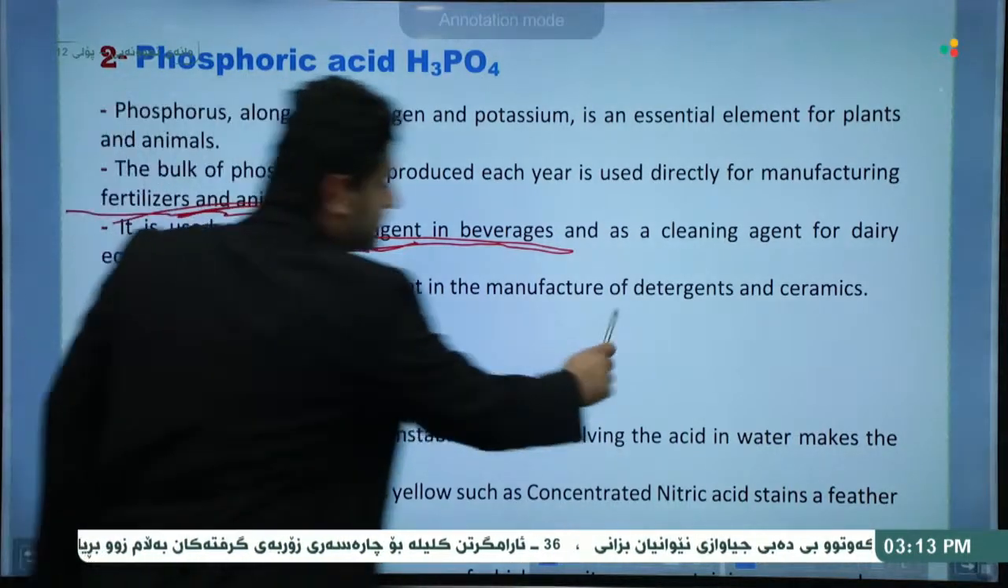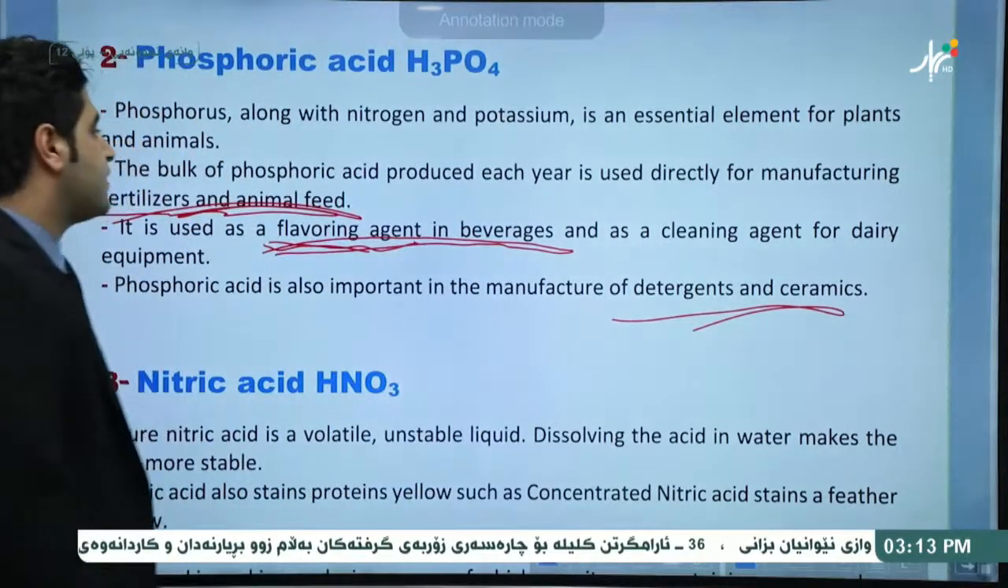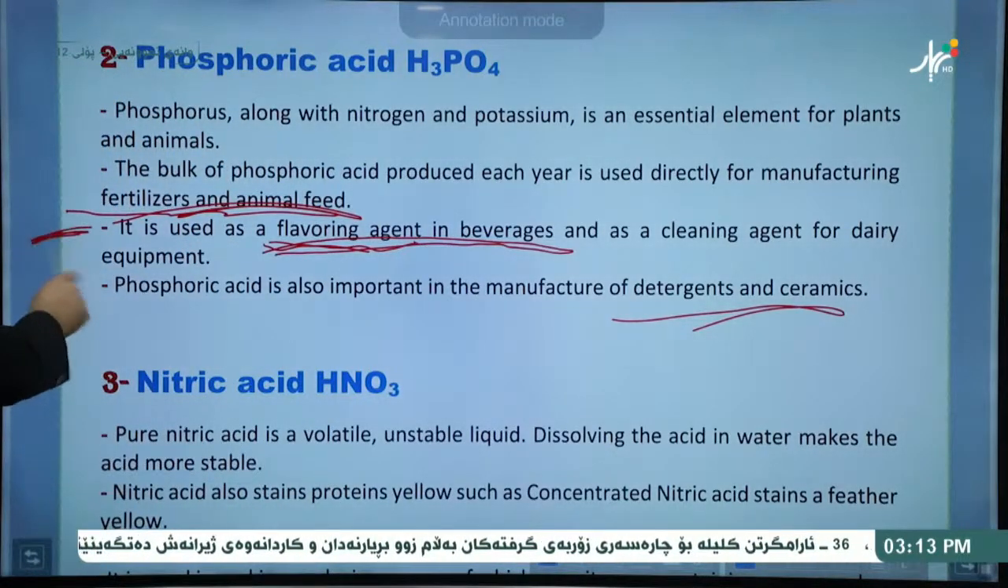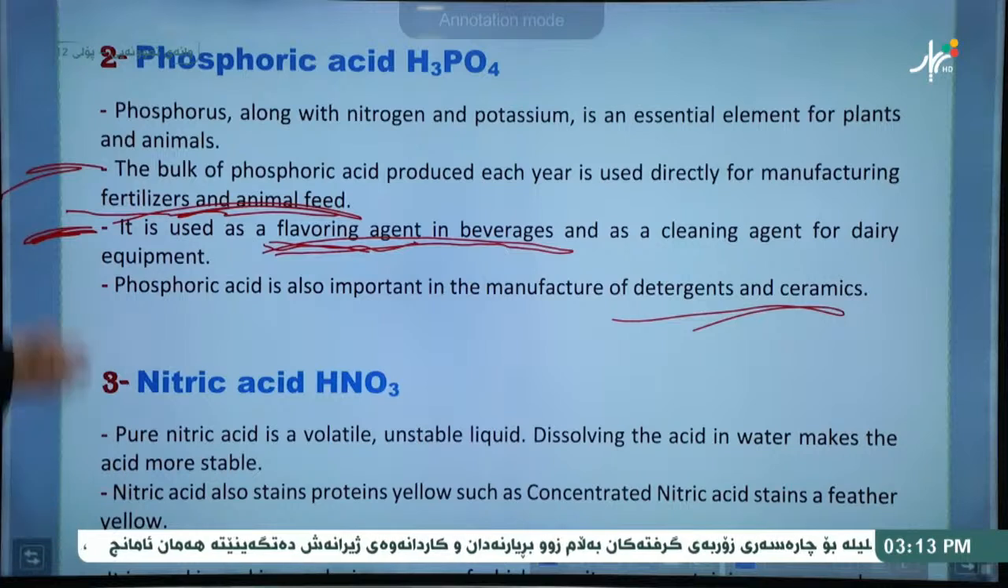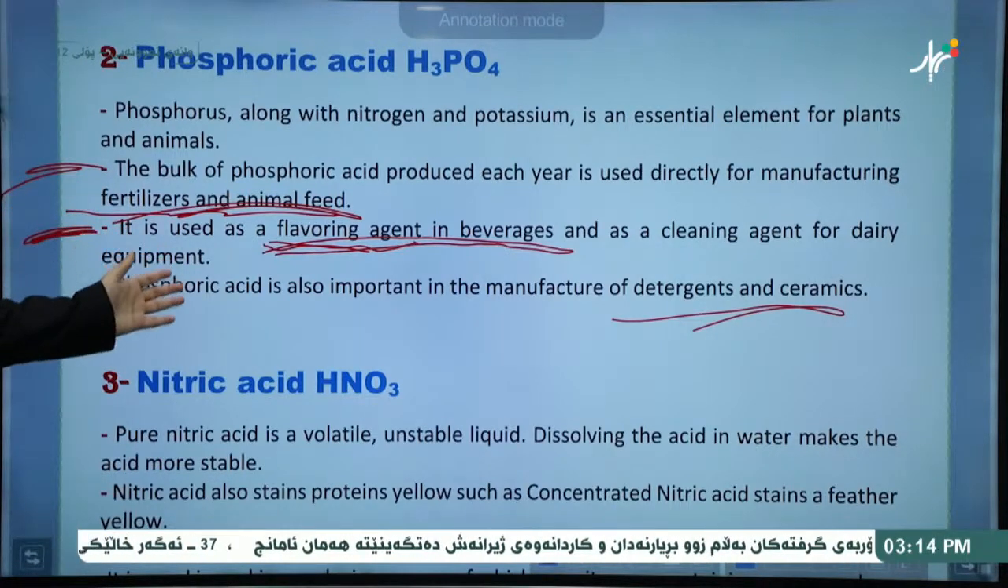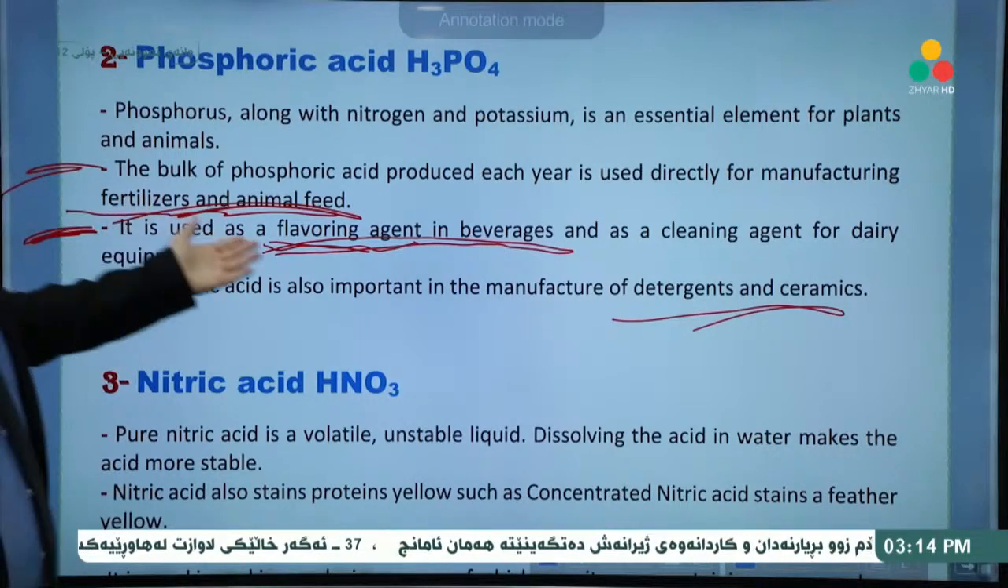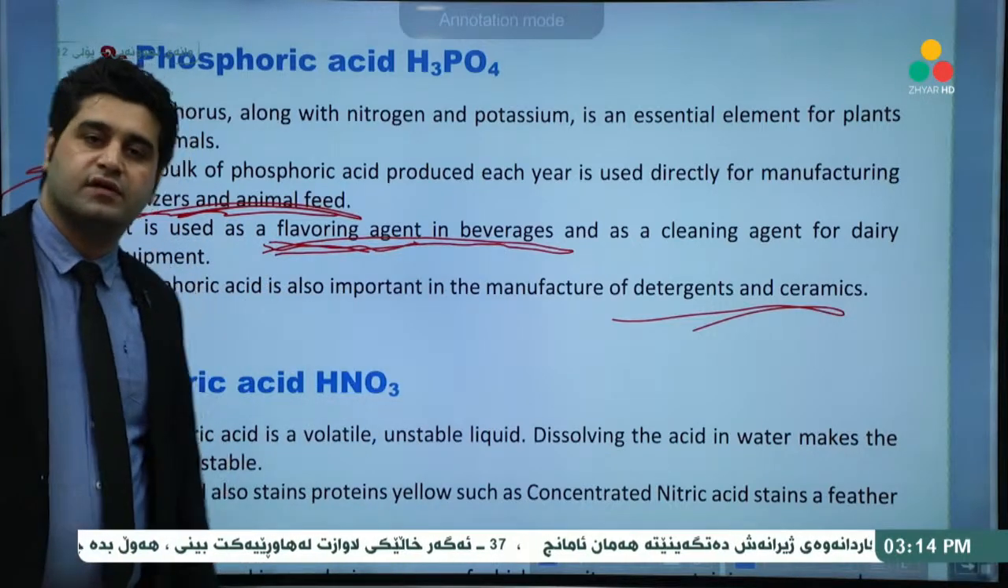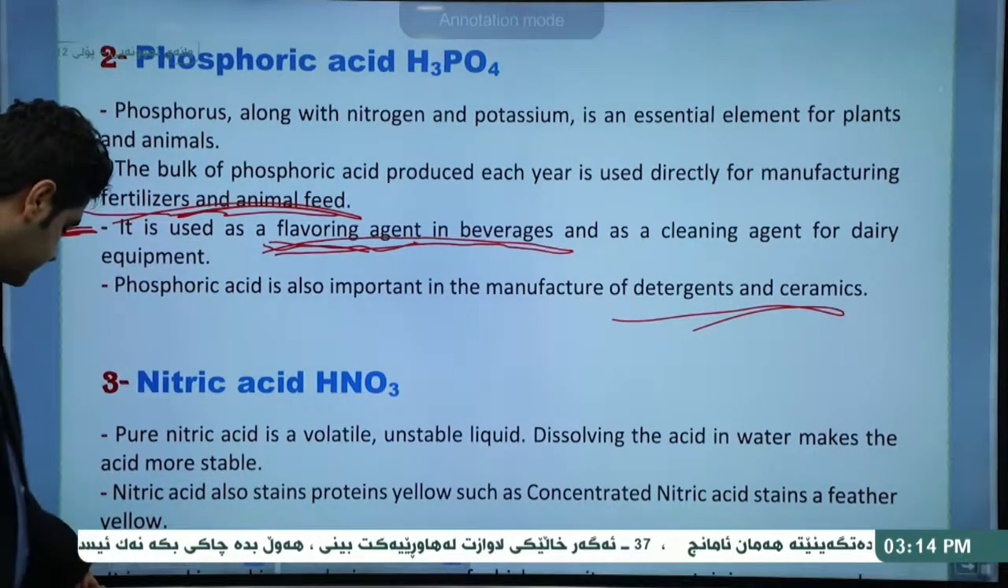Also, it's used to make detergent and ceramics. So about phosphoric acid, this is important, and that one also. It's used to make fertilizer and animal feed, and as a flavoring agent for making beverages.